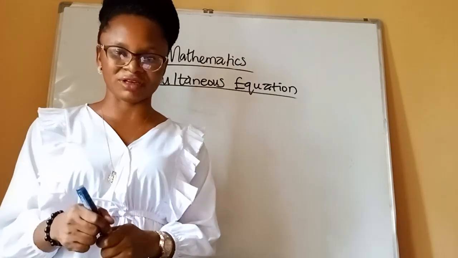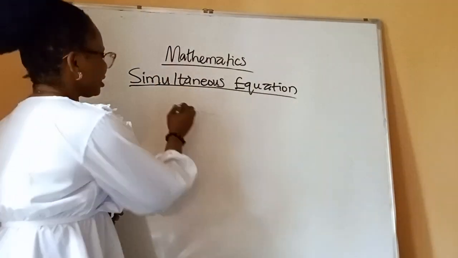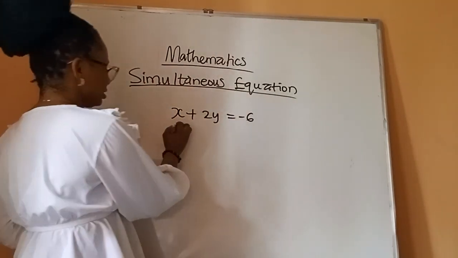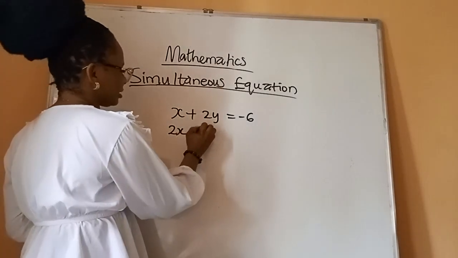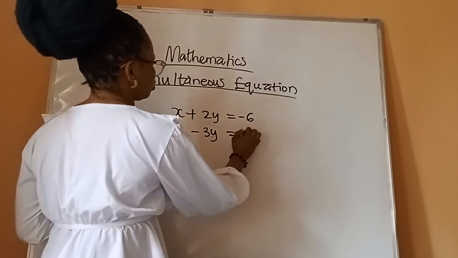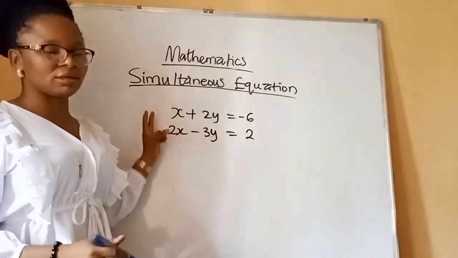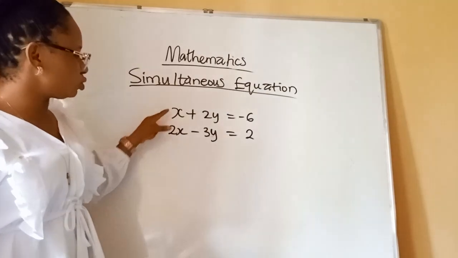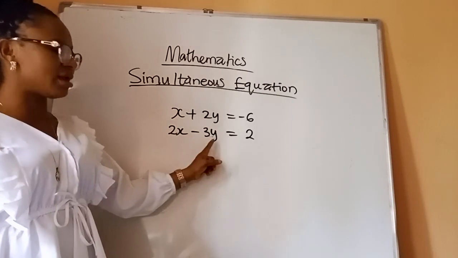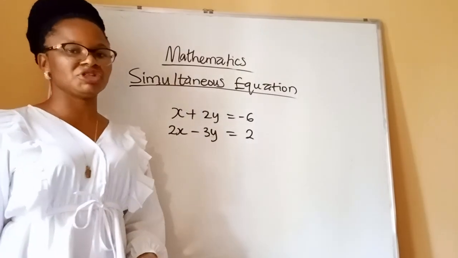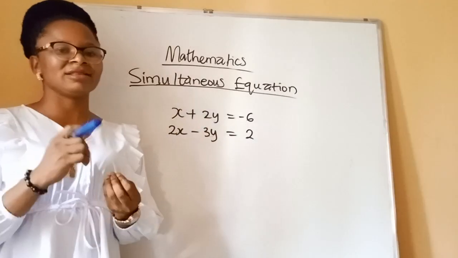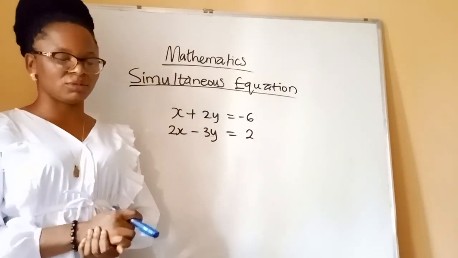This is an example of a simultaneous equation. Equation like x plus 2y equals minus 6 and maybe 2x plus 3y equals 2. This is what we call a simultaneous equation. You see two equations in one and then two unknowns, that's two variables, the x and the y. It is called simultaneous equation because we are actually solving for the value of these unknowns at the same time. That's why it is called a simultaneous equation.